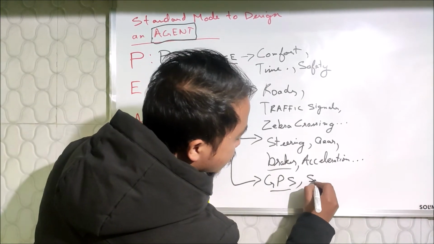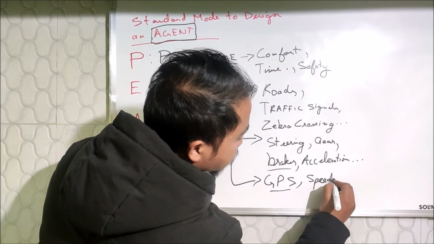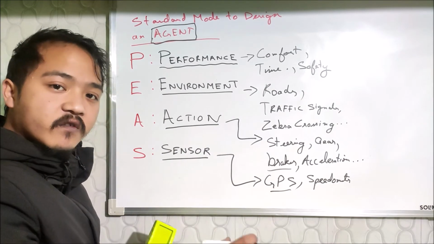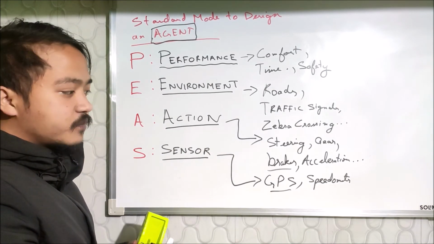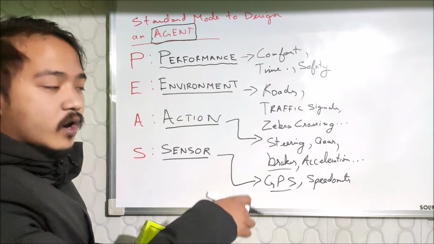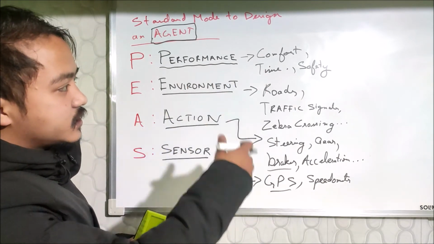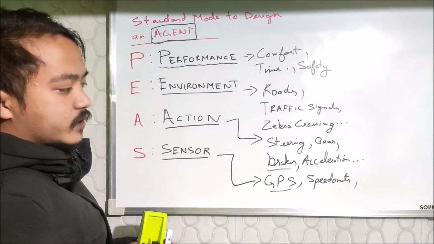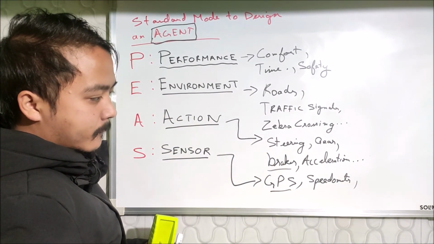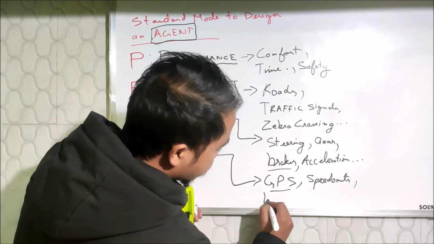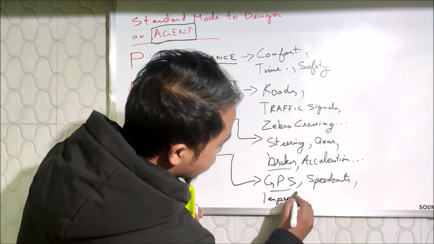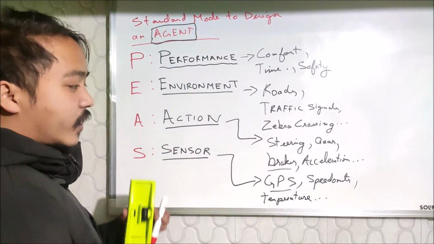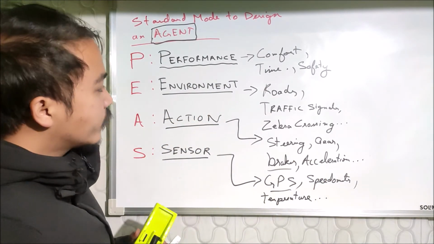The second one is the speedometer. The speedometer senses the speed of a car, and shows whether you are at which speed, 70, 80, 90, all these things. Also, for example, temperature. There are some cars that also sense the temperature and give you the temperature value inside the car.